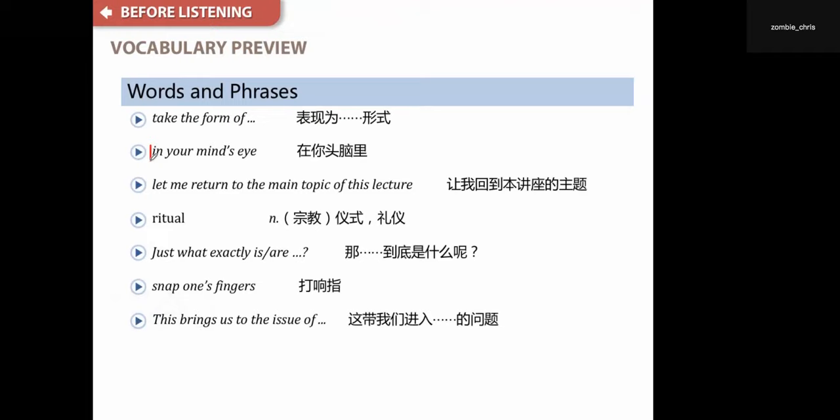Okay, so we have a couple of important things here. The first that I want to point out to you is "in your mind's eye". We use this to describe mental visualizations of things. So when you close your two physical eyes and you try to imagine or visualize something, then we say that something appears in your mind's eye. It's just a more straightforward way of talking about mental visualizations. So whenever you imagine something, whenever you visualize something, we talk about something being seen in your mind's eye.